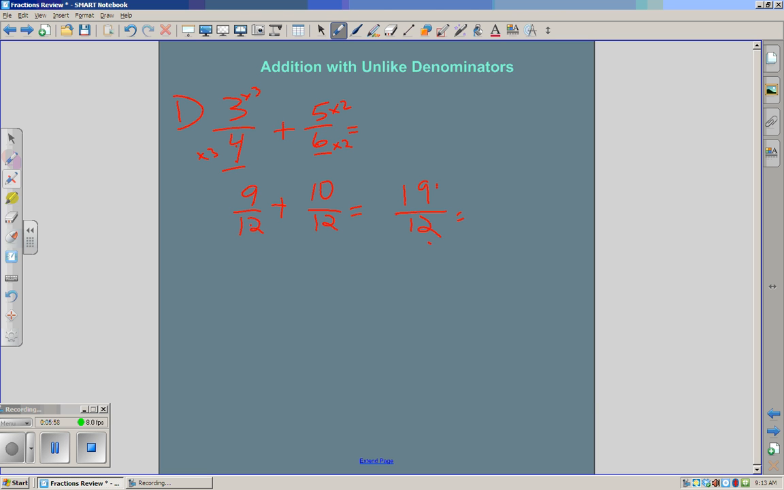So again, I think to myself, how many times does 12 go into 19? It goes in 1 time, so that is my big number. The next part of this is, 12 goes into 19 1 time, so I think about how much is left over. I would do 19 minus 12 to figure out what's left over, and that is 7. So that is my numerator. And my denominator, again, stays the same. And so my answer is 1 7/12.